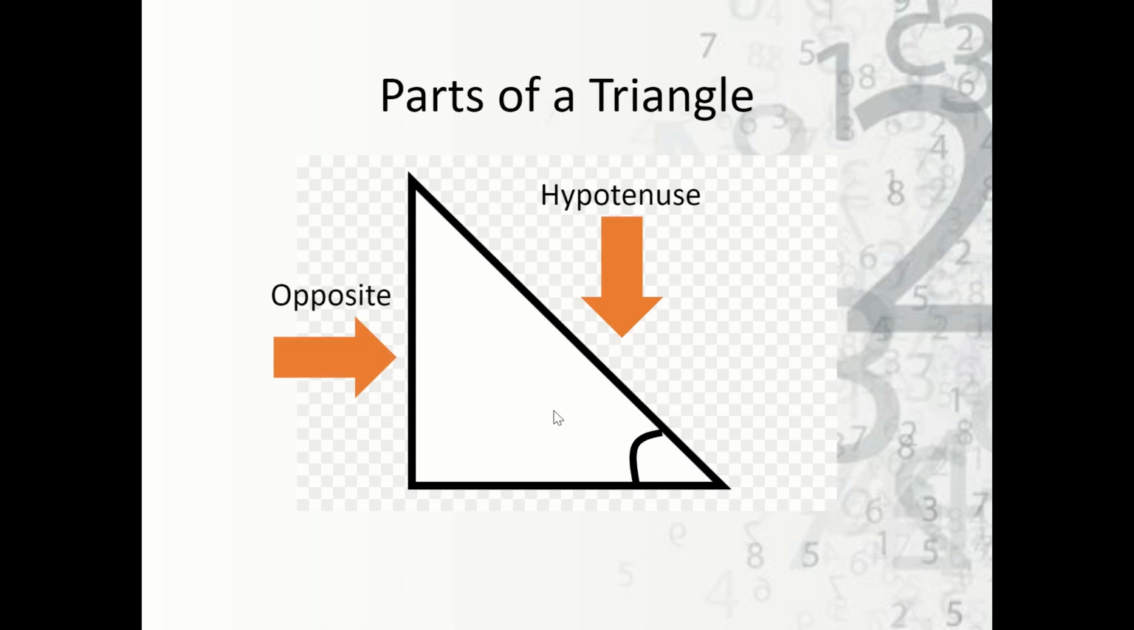If we're looking at this angle here, this is considered the opposite angle. So notice it's the side that's opposite of where this angle is located. So if we drew an arrow from it, it would go straight to this side. So that's the opposite. And the side right next to it we call the adjacent side. So we have hypotenuse, we have opposite, and we have adjacent.